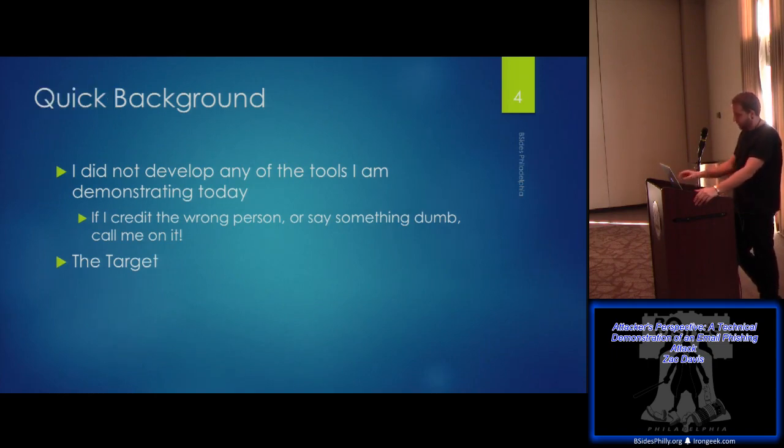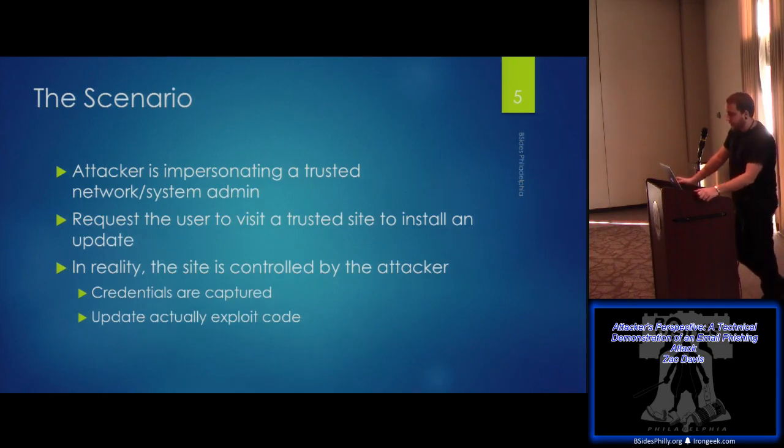So let's get started. One of my favorite scenarios when I'm going after end users is sending them a message requesting them to visit a site, and I impersonate one of their network administrators. More than likely there's some of those network administrators sitting in this room right now. So we're going to impersonate a network or system administrator. We're going to request a user to visit what looks like a trusted site. They're going to authenticate to this trusted site, and then they're going to be given a security update to install on their computer. In reality, when they log into the site, it's actually going to be my site. Their credentials are going to be captured, and when they run the update, it's going to be my exploit code.